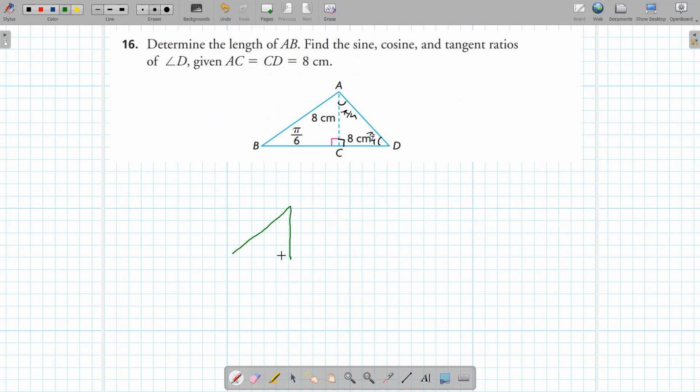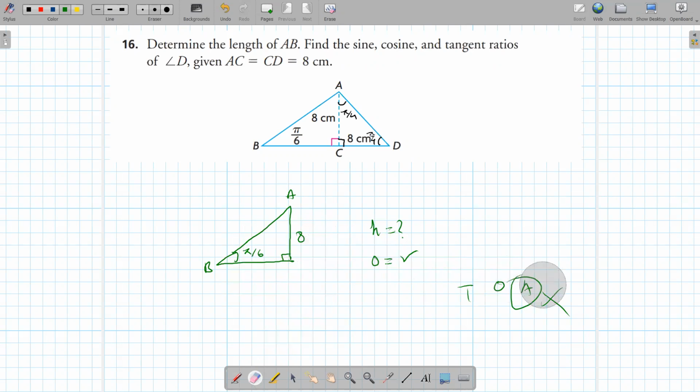Okay, let me redraw this so it doesn't get cluttered. So this is 90 degrees, this is 8 centimeters, this is pi over 6, right? We want the hypotenuse, we have the opposite. Which ratio do we use? 10? No. O over H. Wait, 10 is OR, right? We don't have adjacent. We're not looking for adjacent. We're looking for hypotenuse.